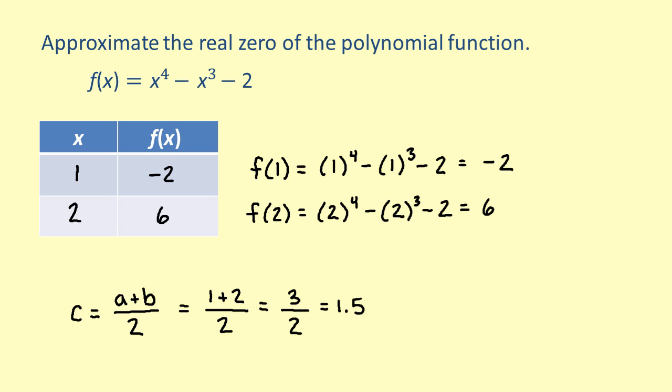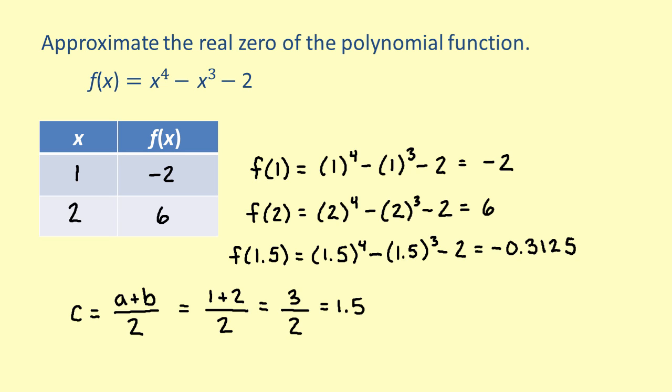By evaluating the function when x is 1.5, we get f of 1.5 equals 1.5 to the fourth minus 1.5 cubed minus 2, which is equal to negative 0.3125. This function value is now significantly closer to 0, and recall that our goal is to find a value of x such that f of x is 0.